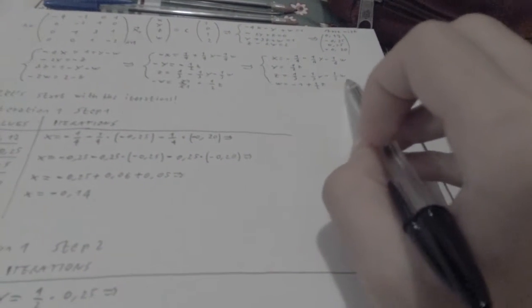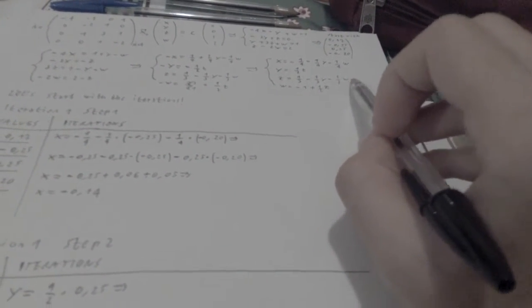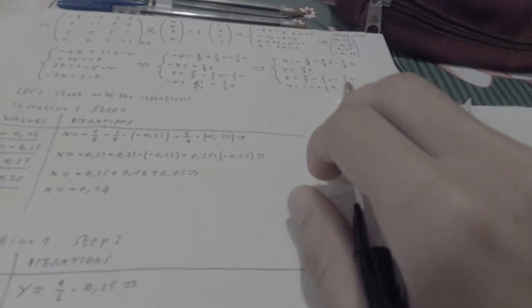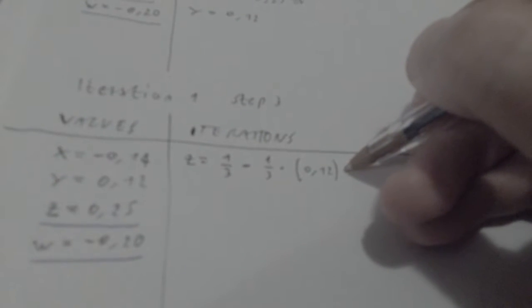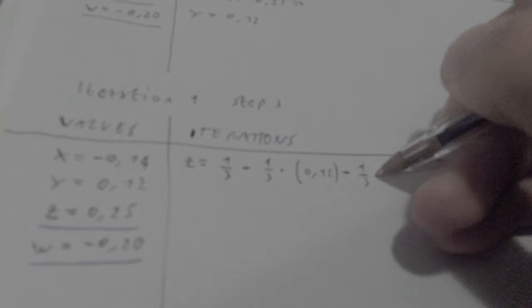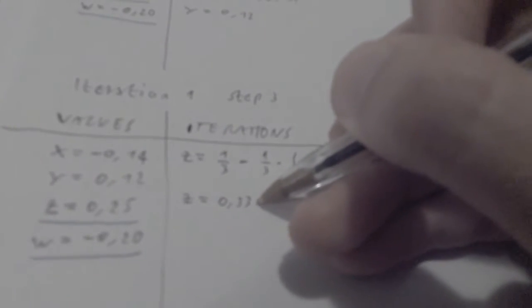Okay, so with a new value of y and the, well, old value of w. Okay, so z is basically going to become 1 over 3 minus 1 over 3 times 0.12 minus 1 third times negative 0.20. Okay, so z is 0.33. Well, it should be 0.33333 and so on, but I'm gonna approximate.